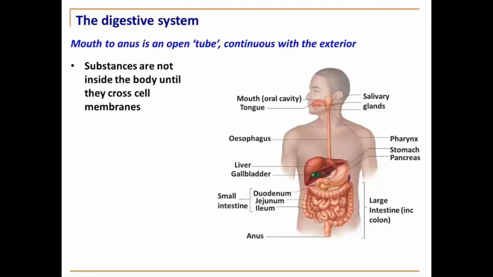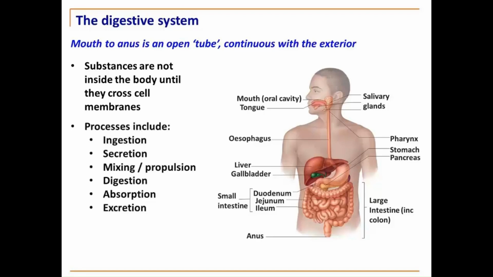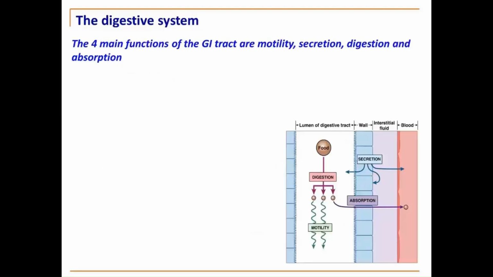So the substances that we take in are therefore not inside the body until they have crossed a variety of cell membranes, whether that's some alcohol and some drugs that can cross the stomach lining, others that can cross the small intestine, and others that can cross the large intestine. They're not within the body until they've crossed those membranes into the cells and then potentially into the bloodstream or the lymphatics. And the processes include ingestion, secretion, mixing and propulsion, digestion, absorption, and excretion. Those are the processes that we're going to go through today.